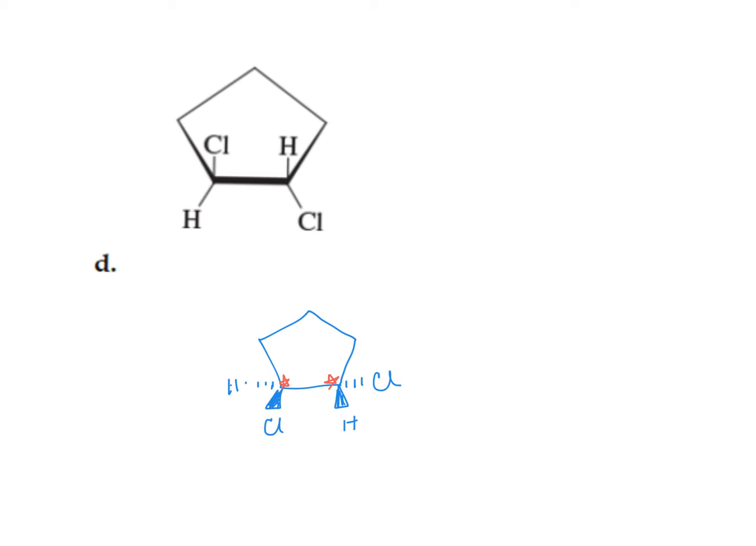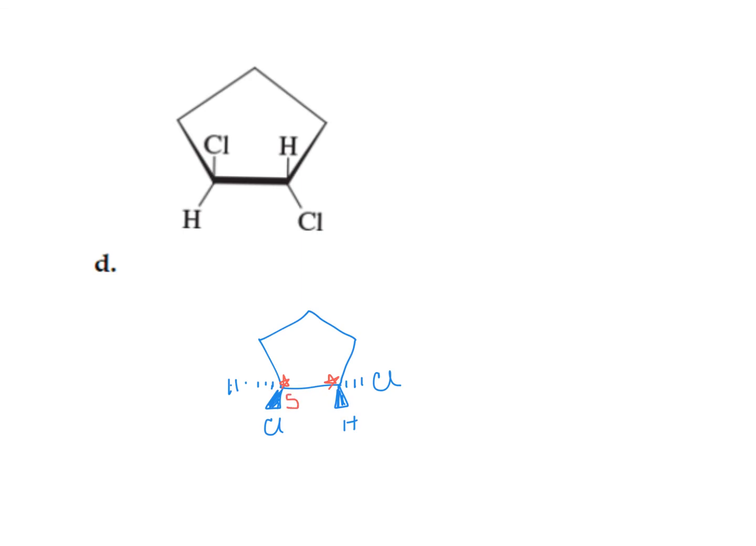So let's start with that one on the left. My chlorine is definitely my highest priority. My next highest priority, I would go this direction, okay, then this one, and then this one. And thankfully, my hydrogen is already going back, so my arrow goes counterclockwise like that. So that carbon is going to be an S carbon.